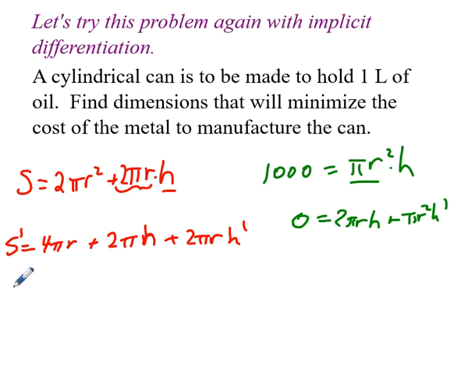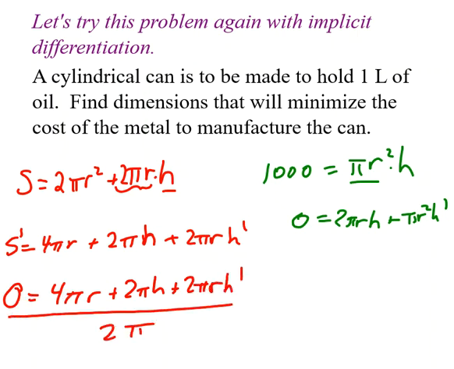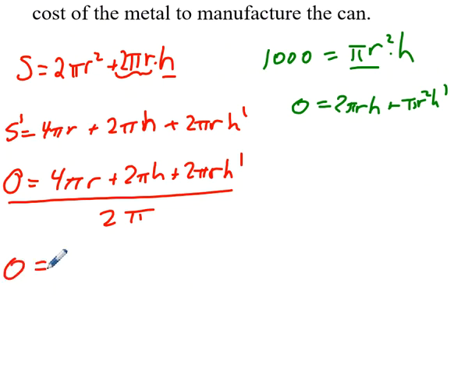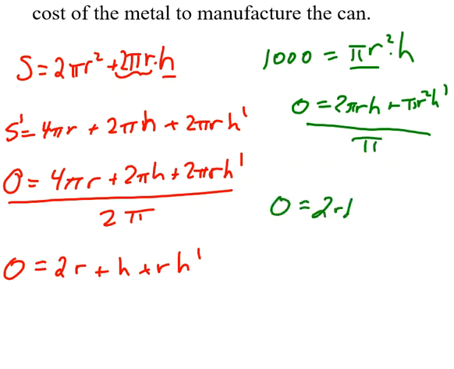I want to minimize the surface area, so we'll make this 0. I'm also going to divide by 2 pi, because pi's are just making things look unnecessarily complicated. So we'll have 2r plus h plus r h prime. Okay. That looks a little better. And then on this one, I'm also going to divide by pi. Now, 0 equals 2rh plus r squared h prime.